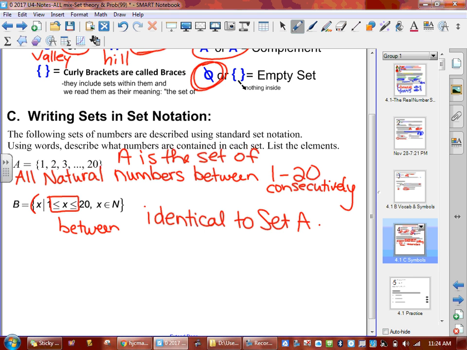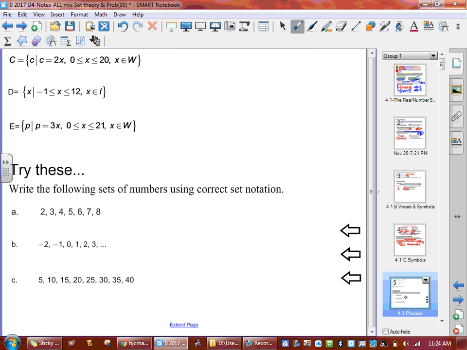What does the front part refer to? Well, it always states X such that it is. Okay? So basically it's just a formal way of saying, hey, this is what X can equal. Let's take a look at the next three examples on the top of your next page.